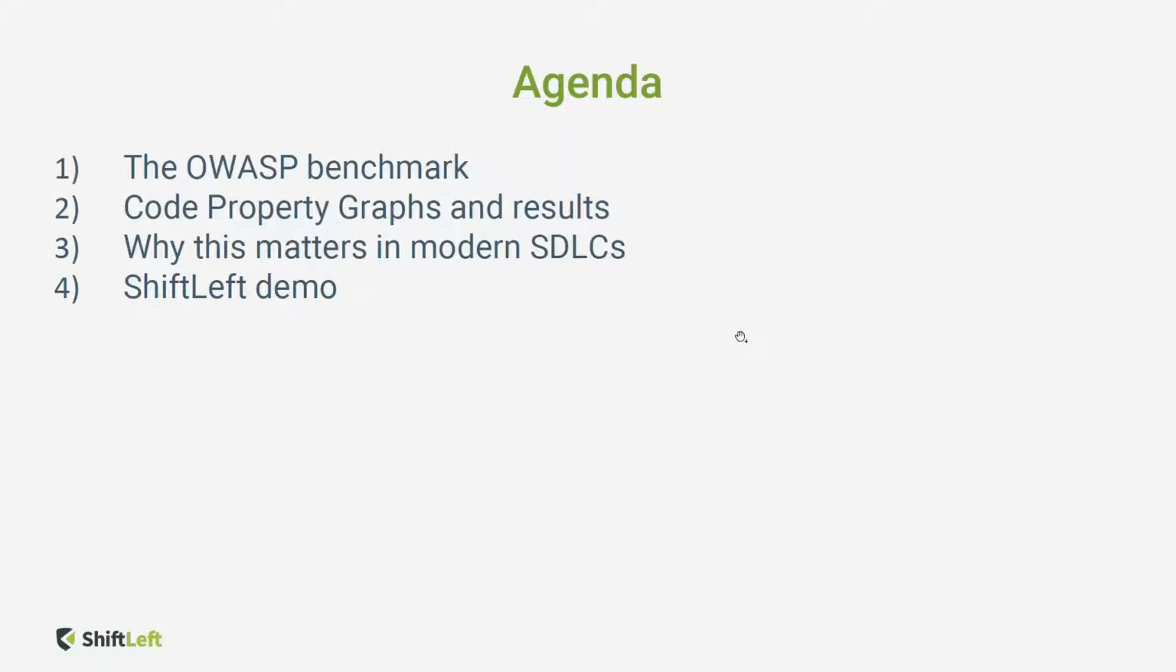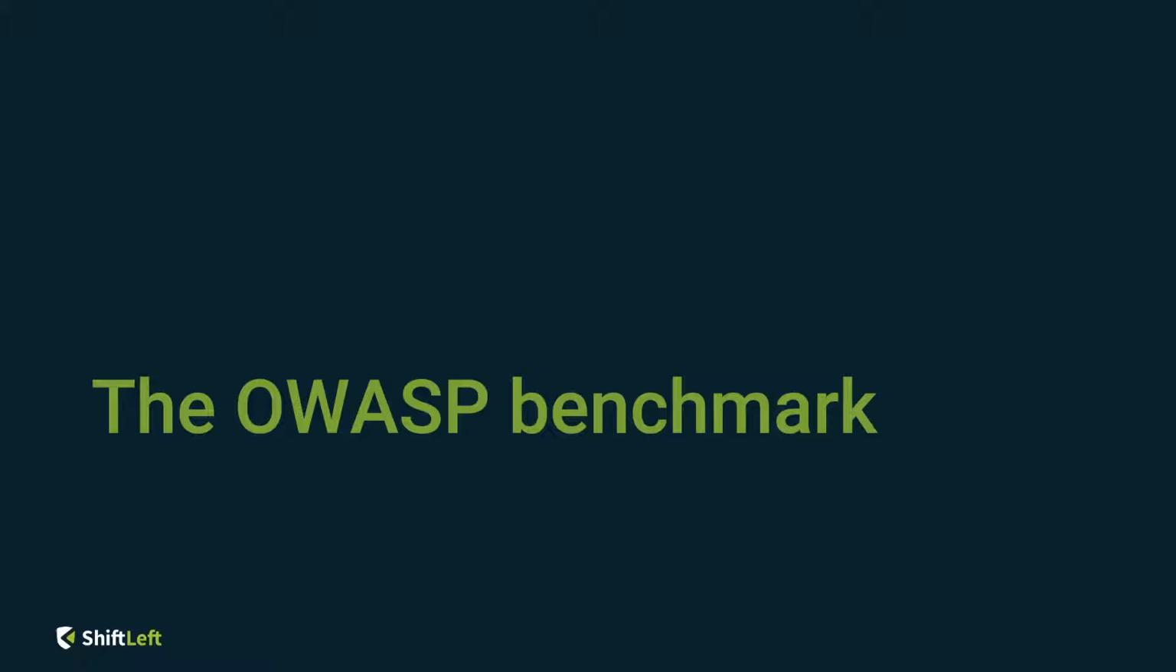So the agenda is going to be, first we'll present this benchmark, and I'm actually going to go a lot into the technical details of the benchmark. Once we've established what actually needs to be solved, we will look at the code property graph and then the results that we've achieved on this benchmark. I'm then going to pass it over to Eitan again, and Eitan is going to talk a bit about how this matters in modern software development life cycles. And finally, Eitan is going to be giving a demo of ShiftLeft.